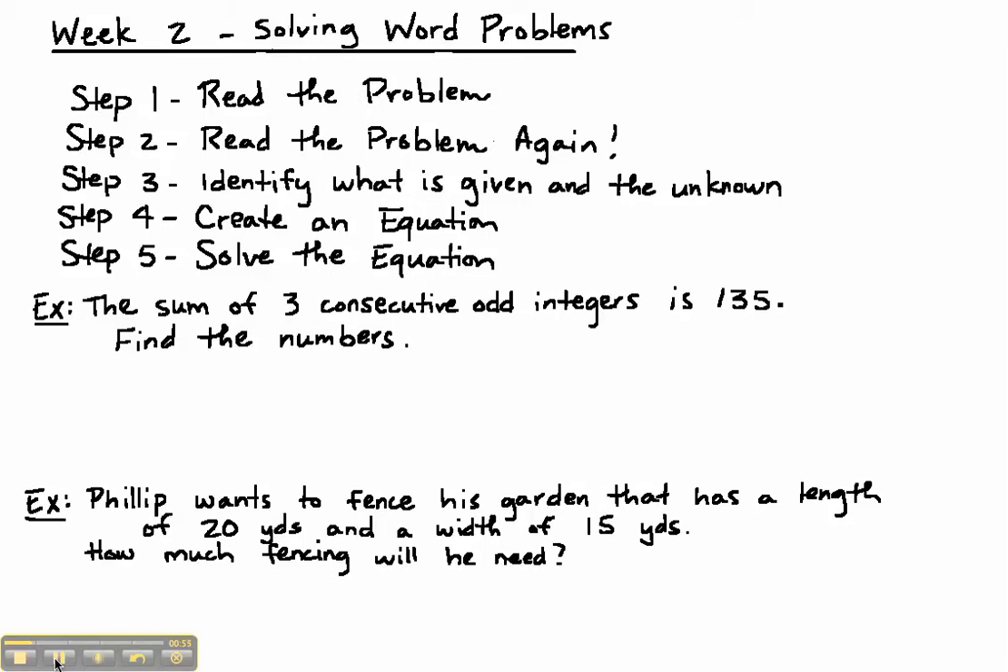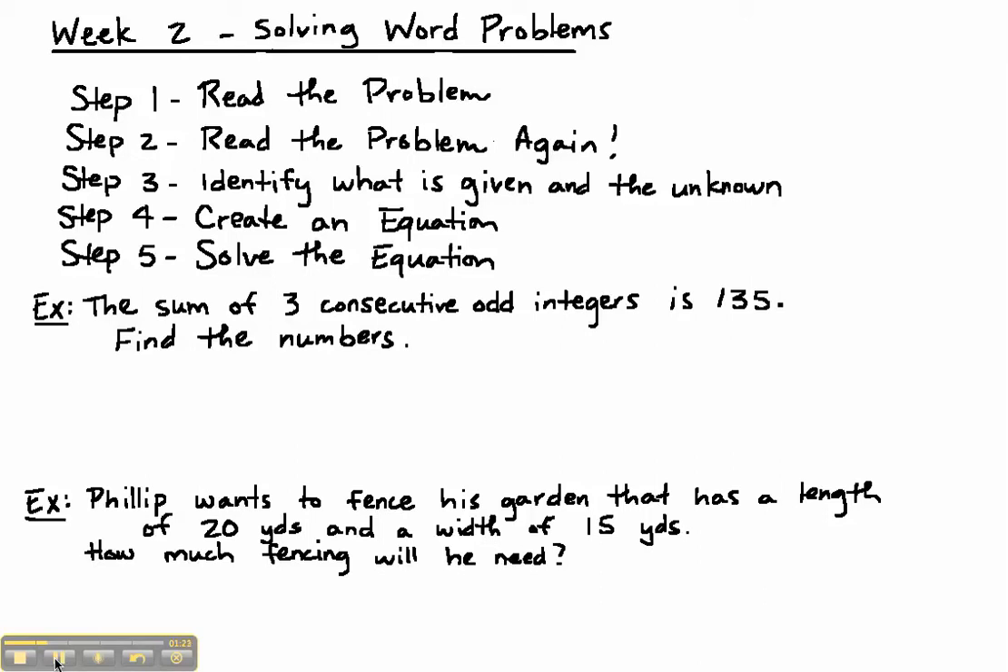In step four, we're needing to create an equation. And this is something that we either create on our own, or we can find an equation that's already available to us that we can use. And then step five, which I consider the easier step, because after we have our equation, we're just solving the equation for x.